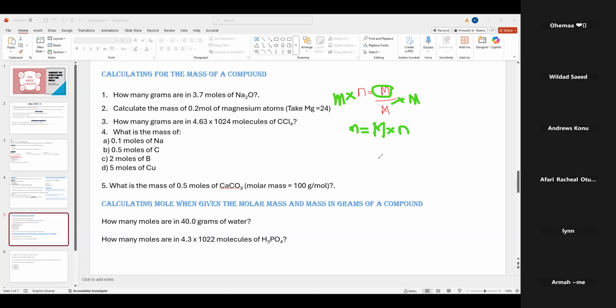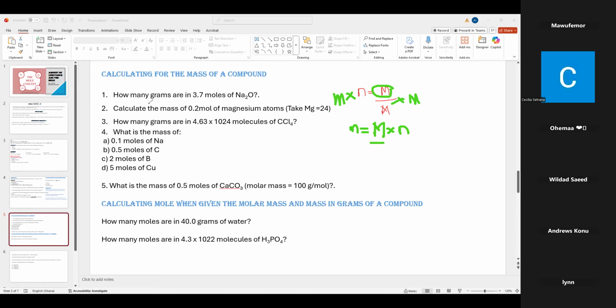Okay. So we understand. Since we are supposed to find small m, the small n, which is the mole, the amount of substance, will be given in the question, and then capital M will either be given or we'll find it. We know how to find capital M, which is the molar mass. So let's look at the first question. How many grams are in 3.7 moles of sodium oxide?